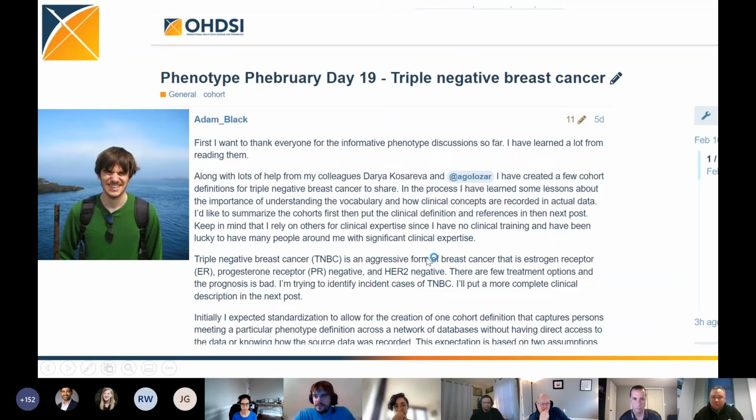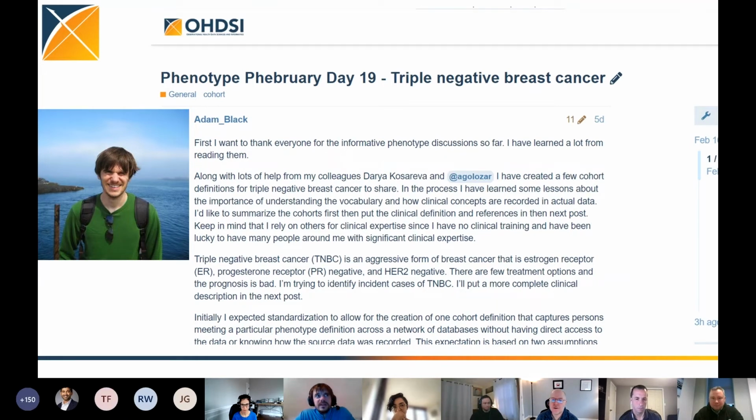Hey, Adam, this is Thomas. How many of the patients in your cohort had the measurements? So it seems like the two conditions were a condition and a biopsy. How many of those patients actually had indications of measurements?